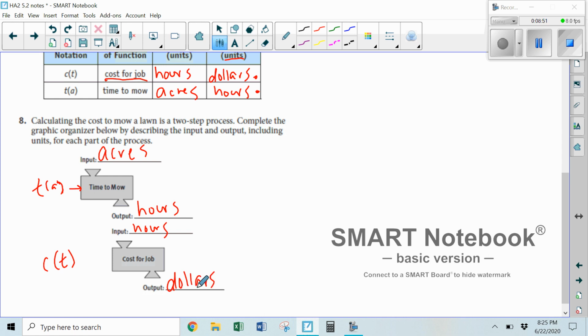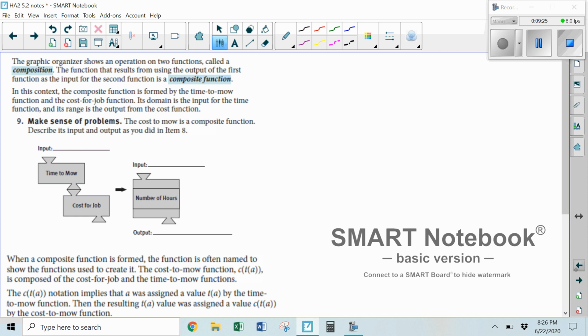Pause the video, make sure that this makes sense, why it's 2 parts and why it's in that order. This part right here is really important, which we're going to talk about in just a second. If the output of this function is this input, that's a good thing. That means I can take these 2 steps and combine it into one formula. If the output of this function is the input of this function, I can combine them, and that's what we're about to do here.